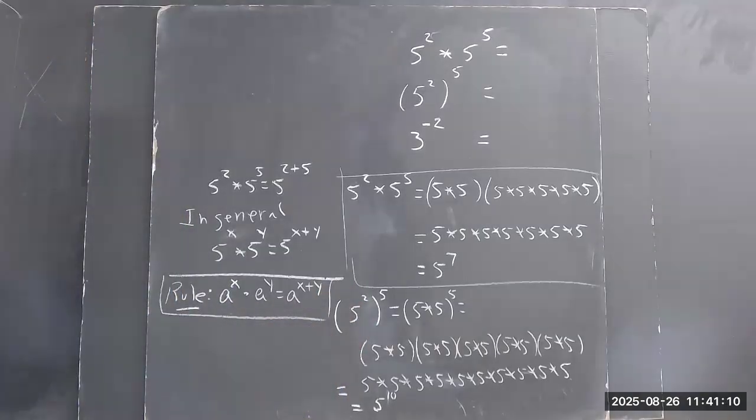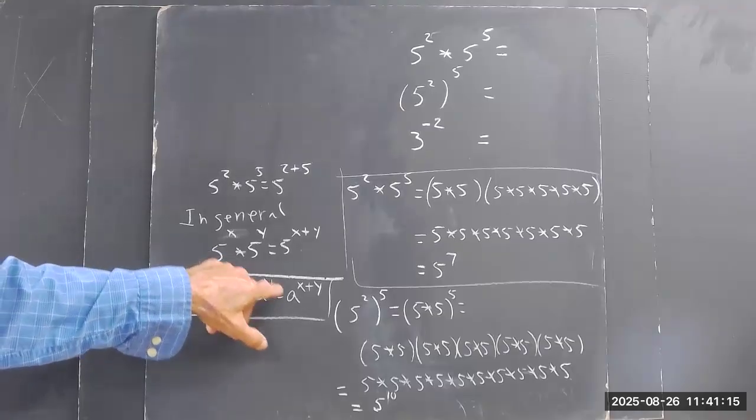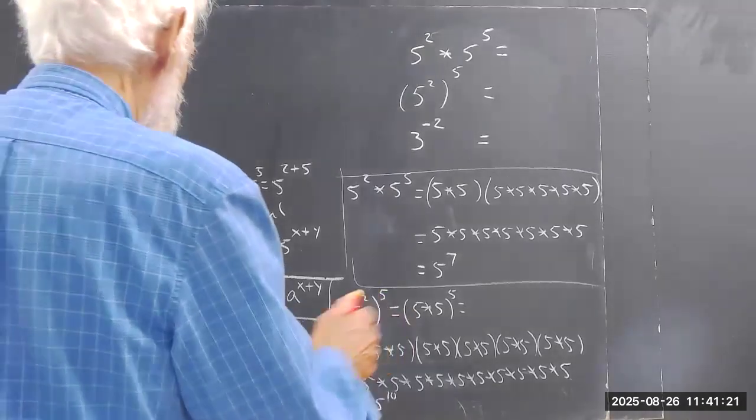Here's the most general rule. For any number, a to the x multiplied by a to the y is a to the x plus y.